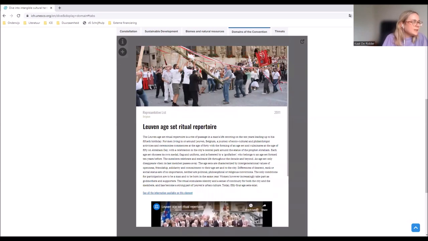So this is actually a very interesting one. It's a 10-year long rite of passage in a man's life leading up to his 50th birthday. So men who were born in the same year are grouped together in an age set. And as from the age of 40, men living in or around Leuven take part in a lot of social, cultural, philanthropic activities, ceremonies. And that all culminates at the age of 50 with a big celebration in the city's Central Park.